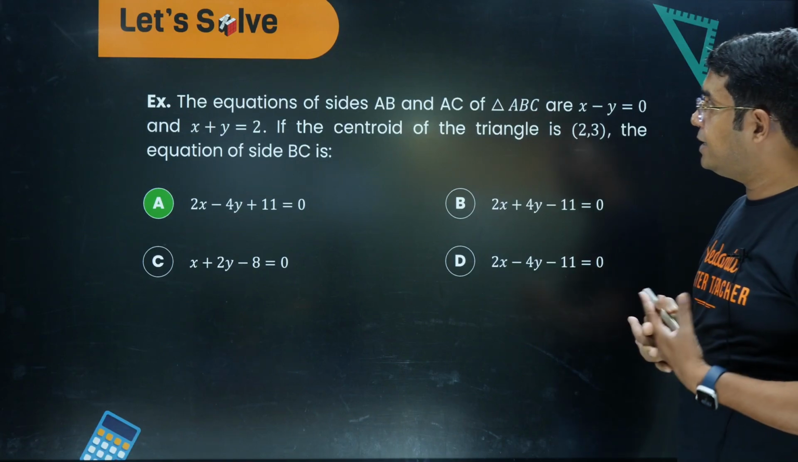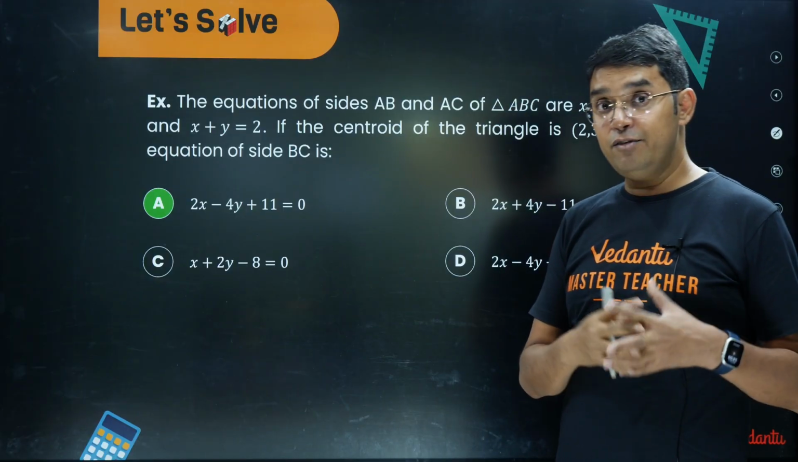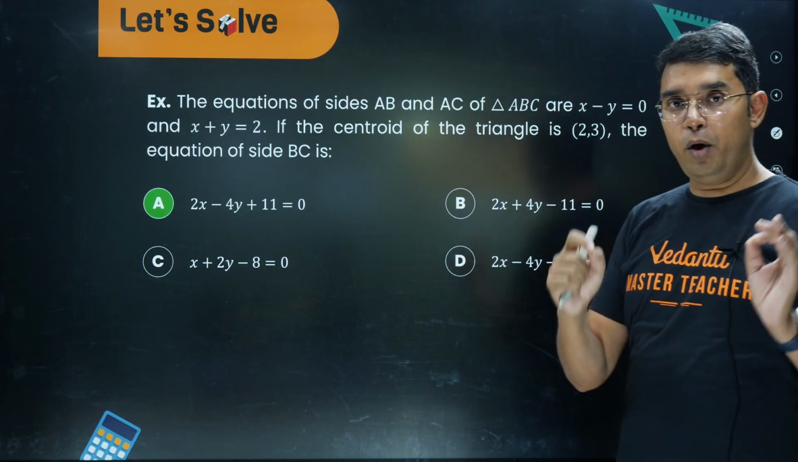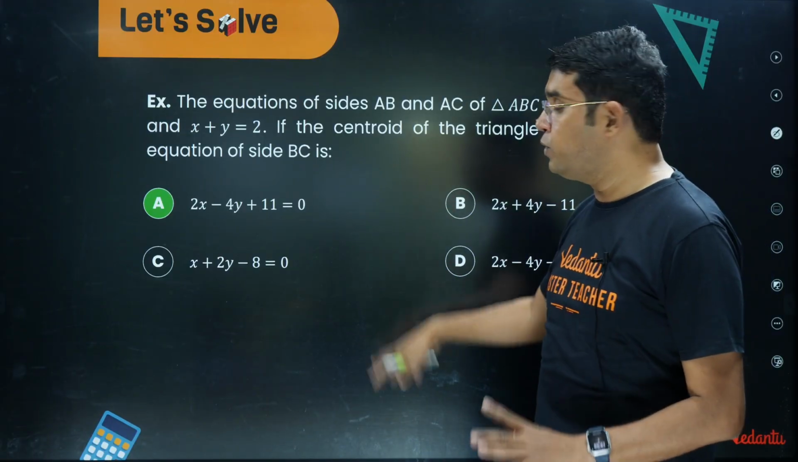So dear students, I think that is the method of doing this question. Otherwise, you cannot do it, or it will be very difficult to do it. You just need to take points in terms of alpha only and beta only on that line, and then you can solve it easily.